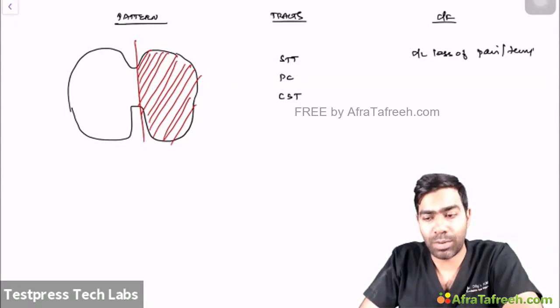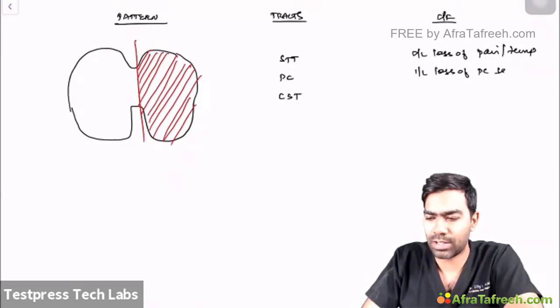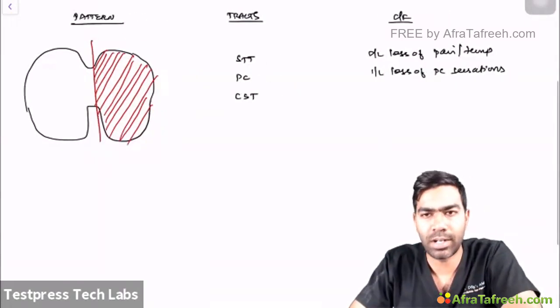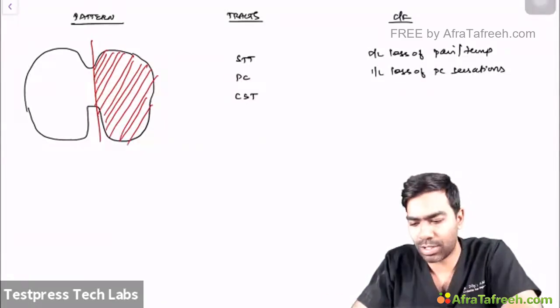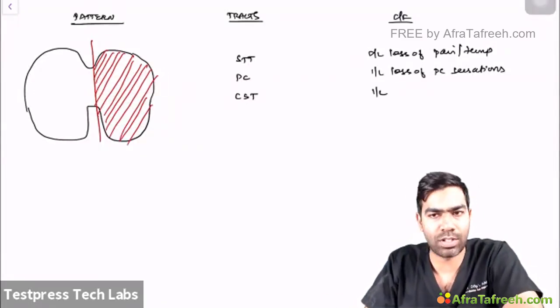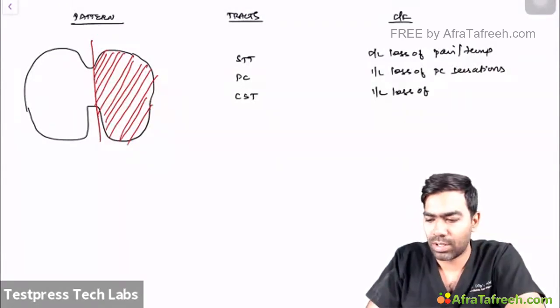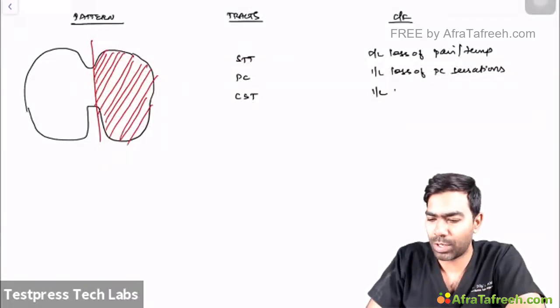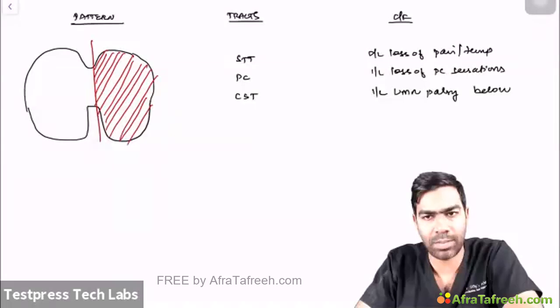And of course, involvement of the posterior column will result in ipsilateral loss of posterior column sensations like fine touch, pressure, vibration, joint position, conscious proprioception, and cortical sensation. All these things will be lost on that particular side. The corticospinal tract closely follows the dorsal column only, so they also will have ipsilateral loss of power. So I can write ipsilateral upper motor neuron palsy, upper motor neuron paralysis below the level of the lesion. It will be paralyzed because it's a descending pathway.